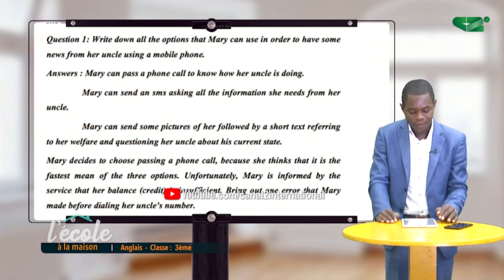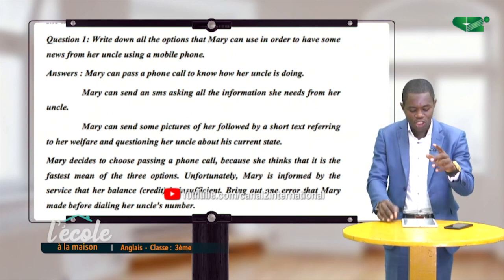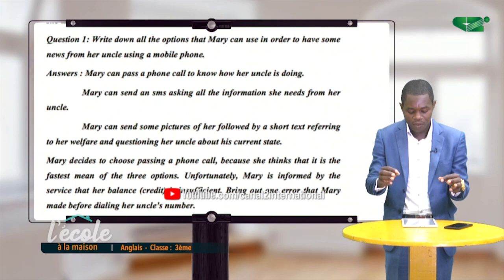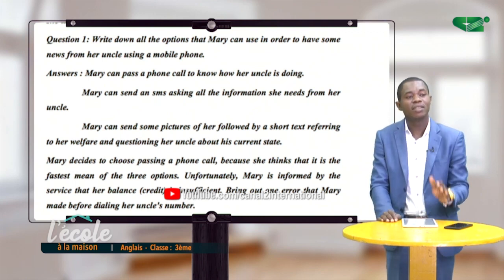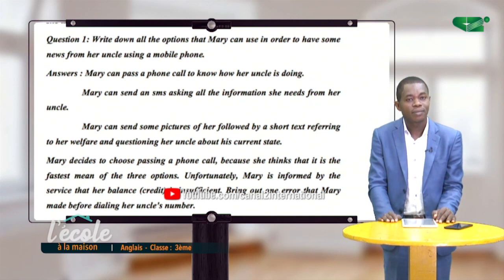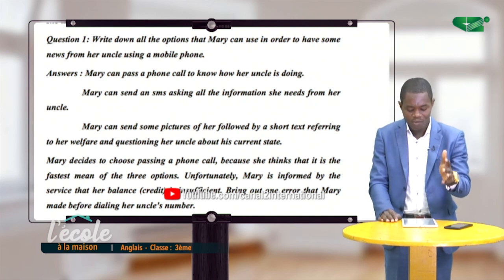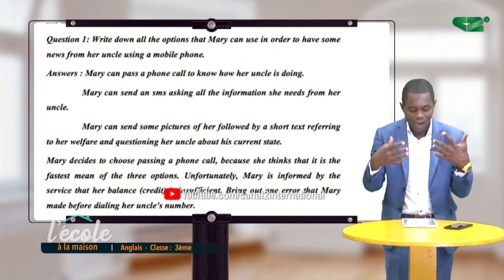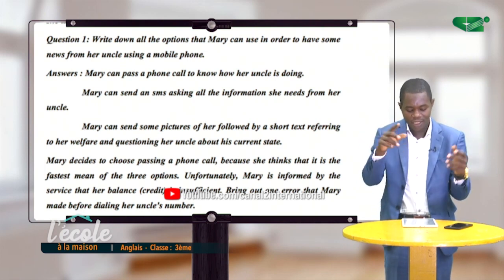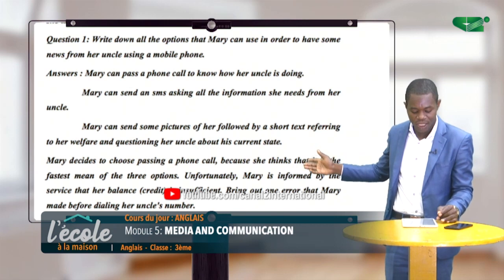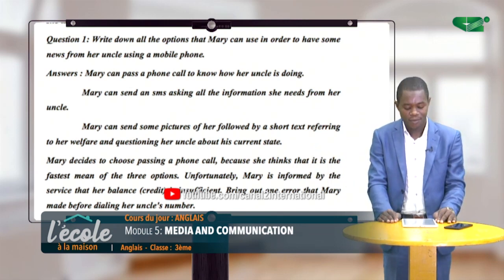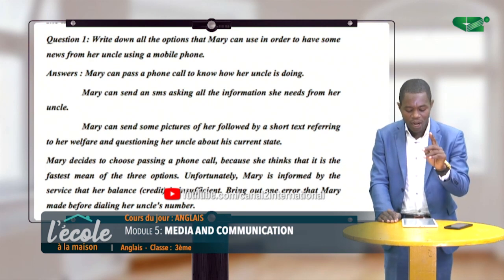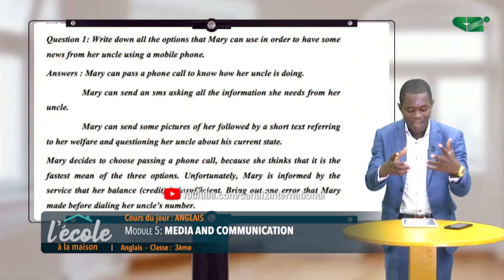After that, Mary decides to choose passing a phone call because she thinks that it is the fastest means of the three options. Unfortunately, Mary is informed by the service that her balance or credit, inside the bracket as you can see on the screen, is insufficient. Point out one error that Mary made before dialing her uncle's number.